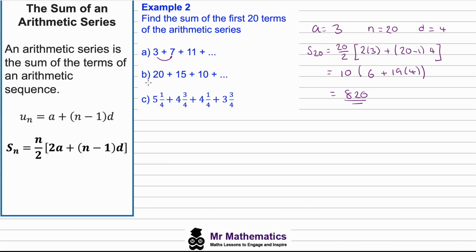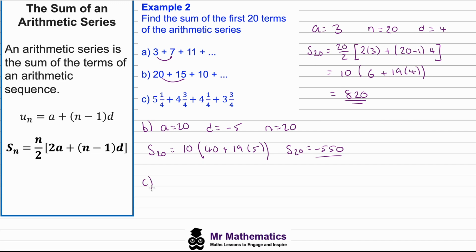Okay, so welcome back if you had a go. So for question B, we know the first term a is 20. We know the difference is -5. And again, we've got 20 terms, so n is 20. So now the sum of the first 20 terms will be n over 2, so 10, times 2a, 2 lots of 20 is 40, plus n minus 1, 19, times -5. And when we work this out, we get the total to be -550.